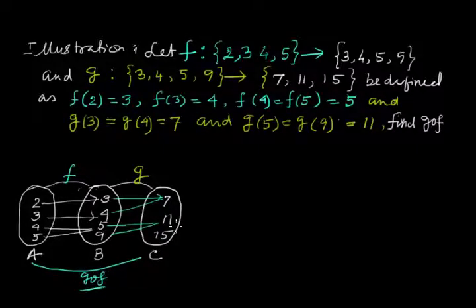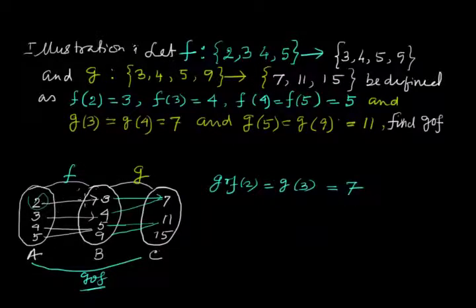So in the case of g of f(2), we write it this way, g∘f(2). This is g(f(2)), and f(2) is equal to 3. Now g(3) is 7. Next one, g(f(3)). Now f(3) is the image of 3, and that is equal to 4, and g(4), the image is 7.